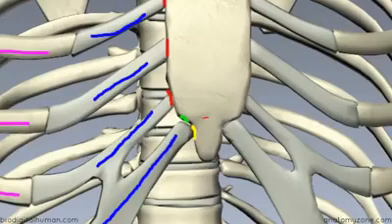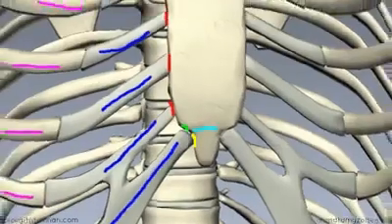So the xiphisternum is this little process at the bottom of the sternum, inferiorly on the sternum. And between the body of the sternum and the xiphoid process, you've got this fibrous joint. So that's all there is.